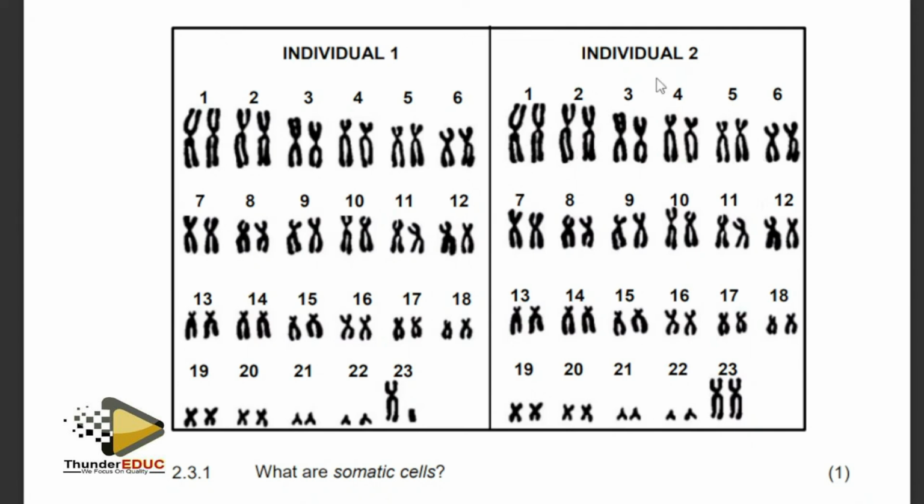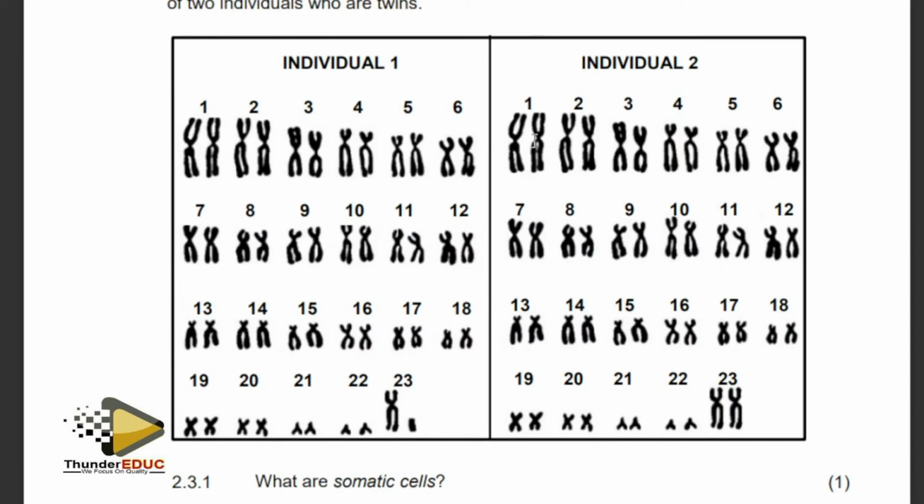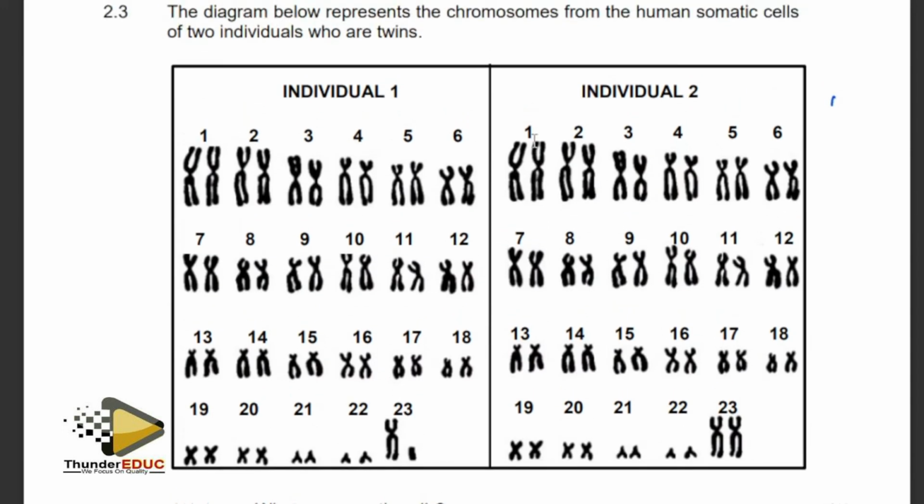For example, the karyotype is made up of 46 chromosomes or 23 pairs of chromosomes. From you mentioning that, 46 is a mark.